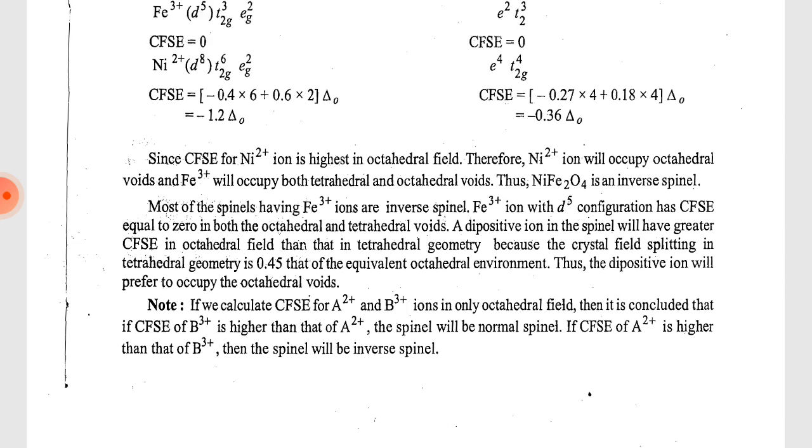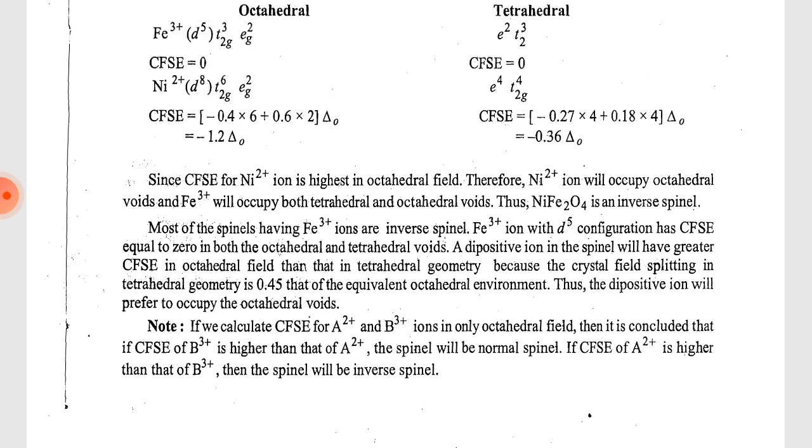Most of the spinels that have Fe3+ ion are inverse spinels. Fe3+ ion with d5 configuration has CFSE equal to 0 in both octahedral and tetrahedral void. A dipositive ion in the spinel will have a greater CFSE in octahedral field than that in tetrahedral geometry because the crystal field splitting in tetrahedral geometry is 0.45 that of the equivalent octahedral environment. Thus, a dipositive ion will prefer to occupy the octahedral void.